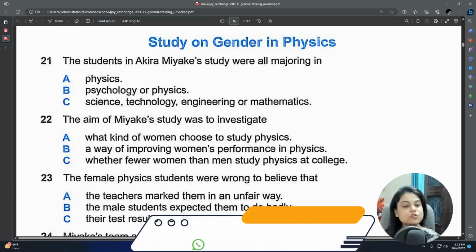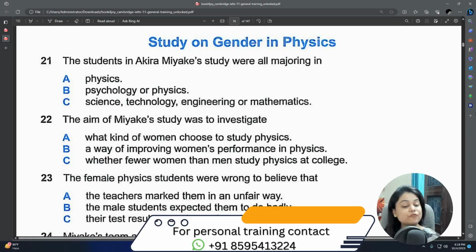So let's begin. First of all, you have to make sure that before the audio is played, you need to read all the questions. It is necessary to know what the conversation is all about. For instance, here you can see the students in Akira Miyake's study were all majoring in. So first of all, you mark the keywords. Like you can see over here, I am going to mark Akira Miyake's study, majoring in. Okay, so they are majoring in physics, psychology, or science, technology, engineering and mathematics.